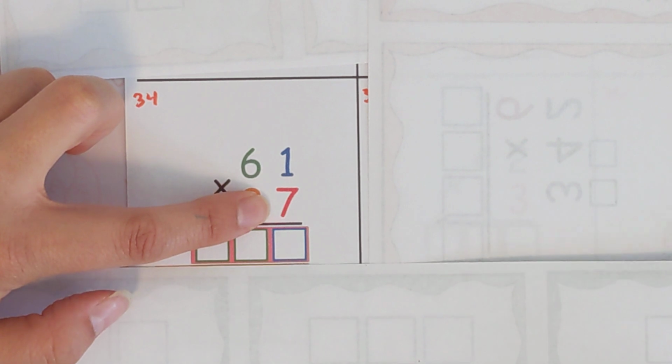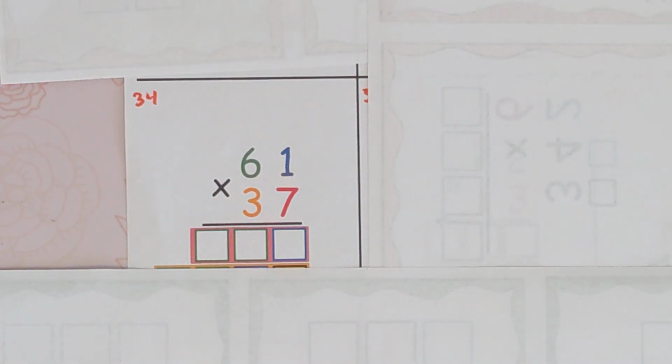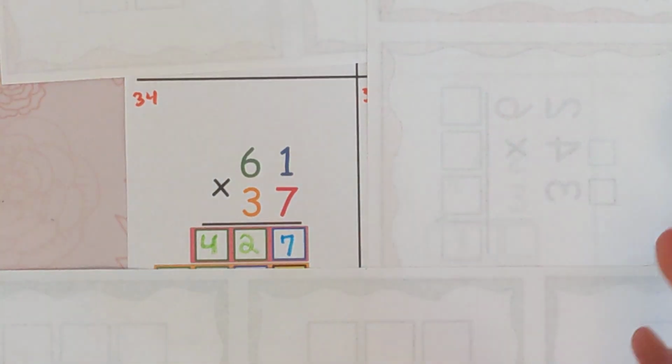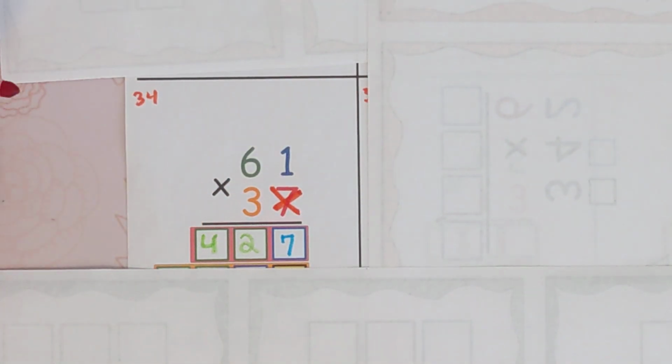So I like to just cover this up. 7 times 1 and then 7 times 6. Go ahead and try that. 7 times 1 is 7. 7 times 6 is 42. Great. You're finished with the 7. 61 times 7 is 427. And now you can just cross that 7 off like that and come down.